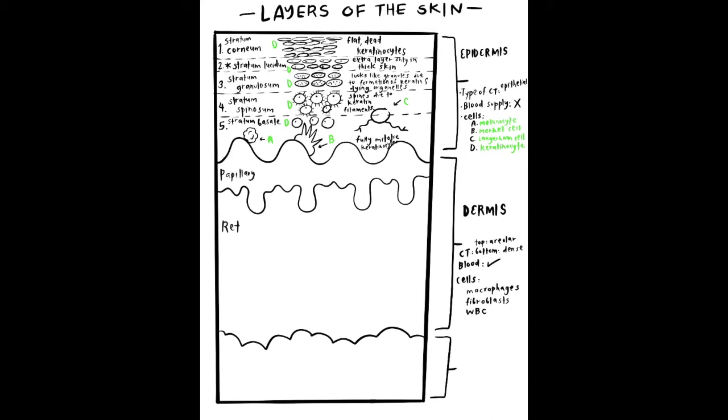In the more superficial layer of the dermis, otherwise known as the papillary layer, we have what's called dermal papillae. Dermal papillae are projections of the dermis into the epidermis. This is what makes our fingerprints. Fingerprints allow us to sense light pressure.